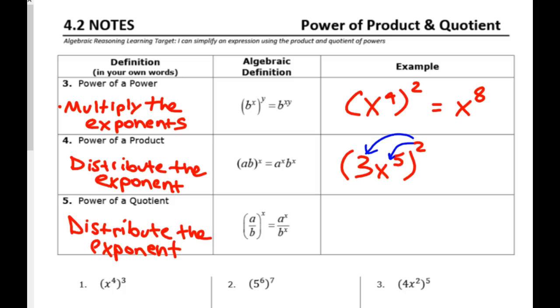So, 3 is going to be squared. What is 3 squared? It's not 6. So squaring is times itself. 3 times 3, 9. Okay? And then the 2, the squared, is going to go to the x to the 5th power. So again, power to a power, we just learned that we do what? Multiply. So x to the 5 times 2, 10.